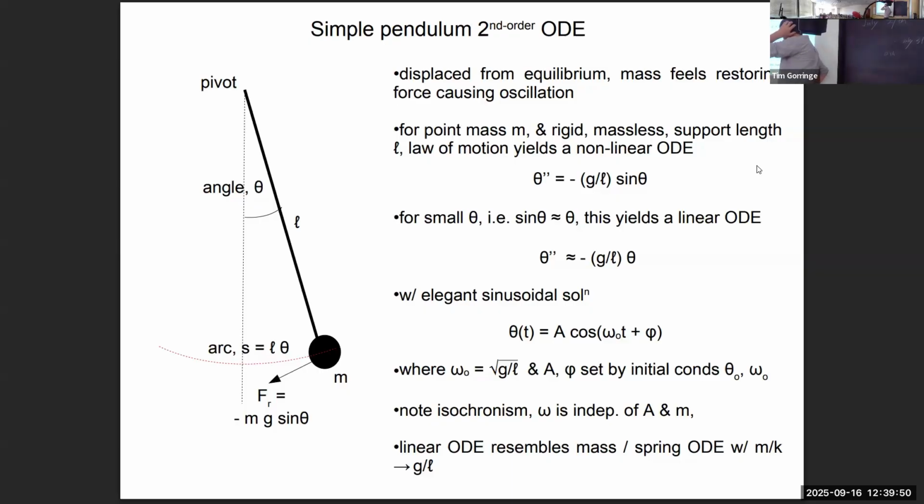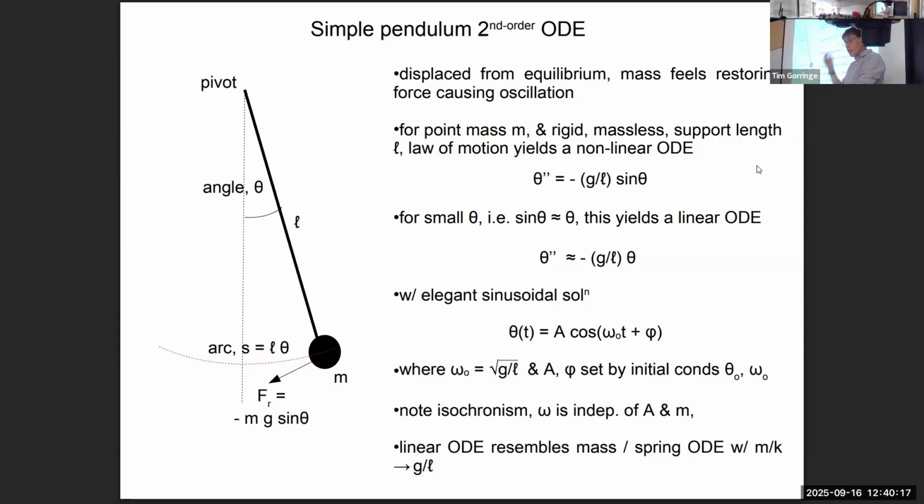As I say, the restoring force, when you displace the pendulum from the vertical, from the equilibrium, acts to return the pendulum to the equilibrium, and it causes this oscillating motion of the pendulum. And we can think of it mathematically as arising from this differential equation here.